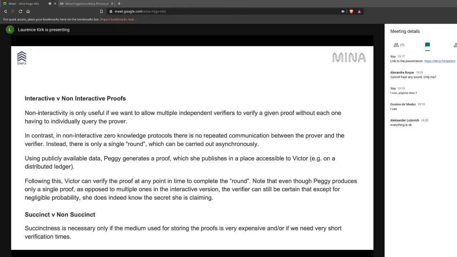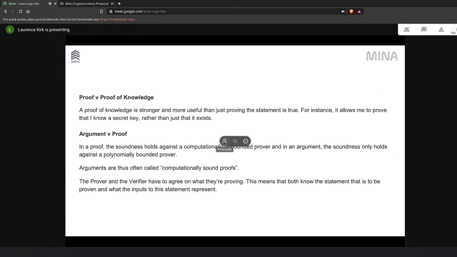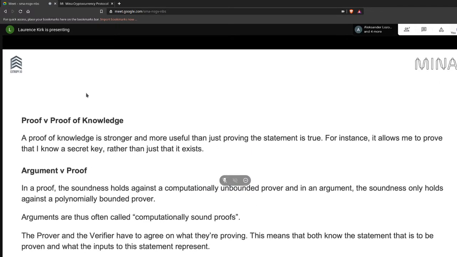Create in our proof, then some more formal parts. We have this idea of proof versus proof of knowledge. The proof of knowledge is stronger. It's not just saying that there exists some secret, it is also saying that I know this secret that exists, that satisfies whatever equation we're looking at. And then the argument versus proof, this is really about looking at the computation power that the prover and the verifiers have, and to show that this will still hold true against a malicious prover or a malicious verifier.